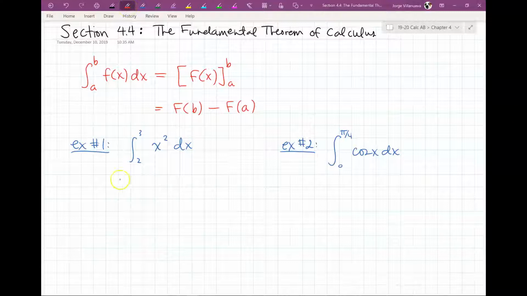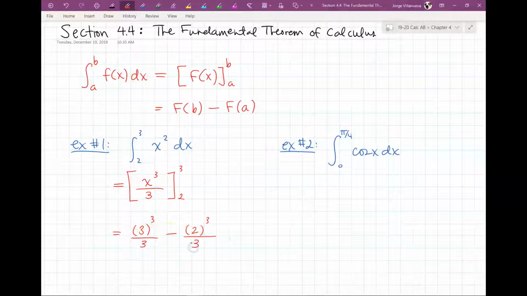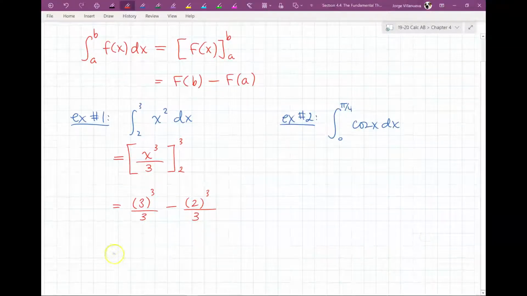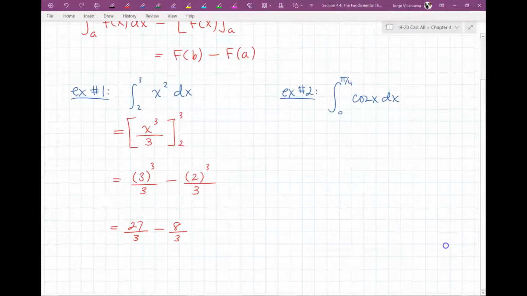All right, so for the first one, we have to integrate x squared, right? So you're going to get x squared, and you're going to add 1 to the power, so it's x cubed, and then divide by the new power, so divided by 3, and then from 2 to 3. Now remember, you plug in the top number first, so it's 3 cubed over 3 minus 2 cubed over 3. So that's going to give you 27 over 3 minus 8 over 3. So your answer is going to be 19 over 3.